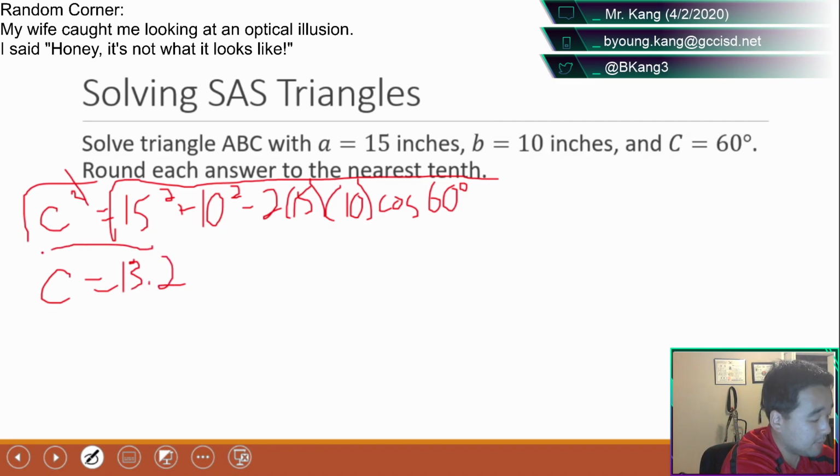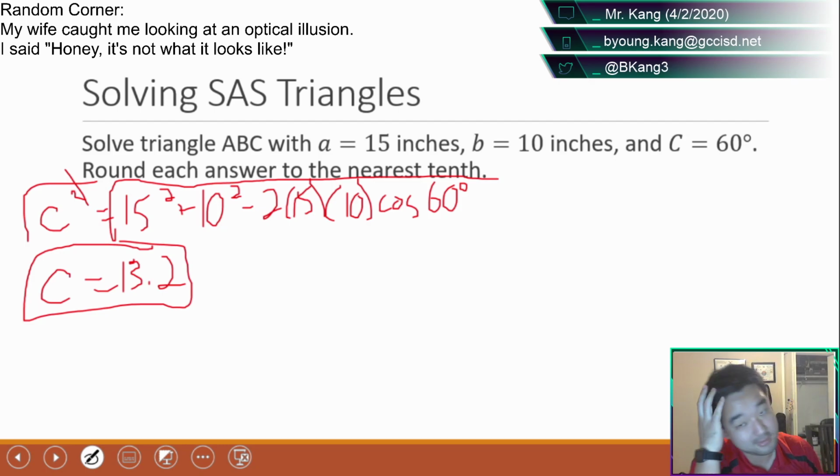Okay, I've got one, but remember, this problem asked me to solve the entire triangle, so I have to find the other angles as well. How do you do that? Well, there are multiple options here, and they're all correct. You could head over to law of sines now, right? Now I have c and angle C, so that sets up one of my fractions for law of sines.